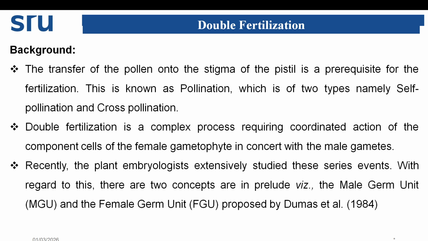So what is the background? Now we will see the background of double fertilization. The transfer of pollen onto the stigma of the pistil is a prerequisite for fertilization. This is known as pollination, which is of two types, self and cross, as we have seen. Double fertilization is a complex process requiring coordinated action of the component cells. Recently, plant embryologists have extensively studied these series of events. With regard to this, there are two concepts, the male germ unit and the female germ unit, proposed by Dumas et al. in 1984.